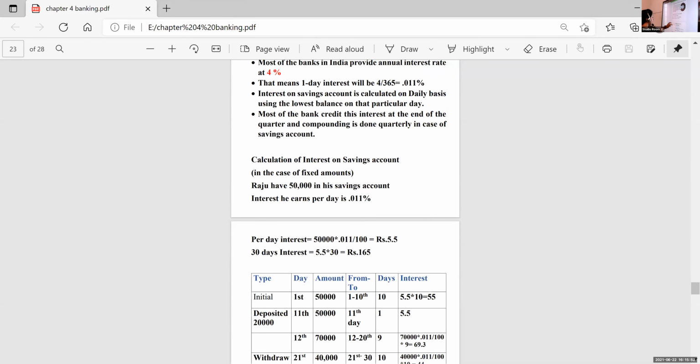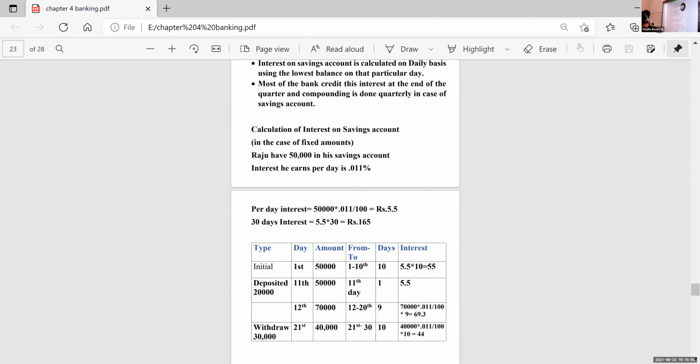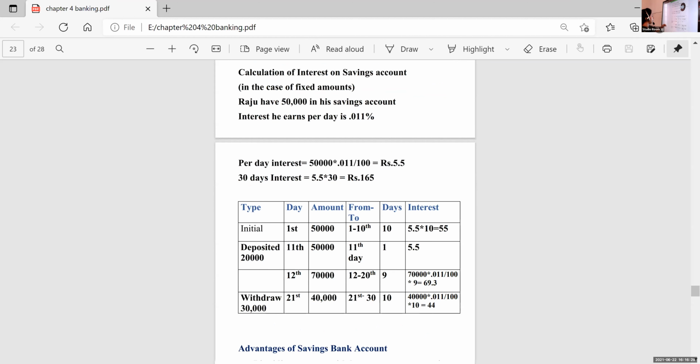Okay, now going to the next type, that is when it varies. The amount in the account keeps on changing. In the earlier case, 50,000 was fixed there. I was not using the savings account. But coming to the next type, here we are going to see how the calculation works when the amount changes. See here, can you see the screen? Is the table clear?